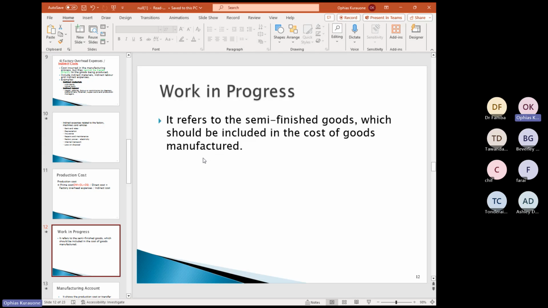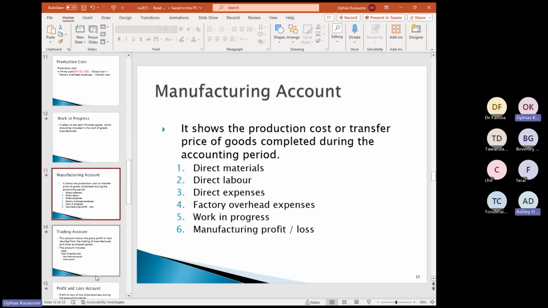So because of that, the work in progress. Okay, let's look at the manufacturing account. It shows the production cost or transfer price of goods completed during the accounting period.